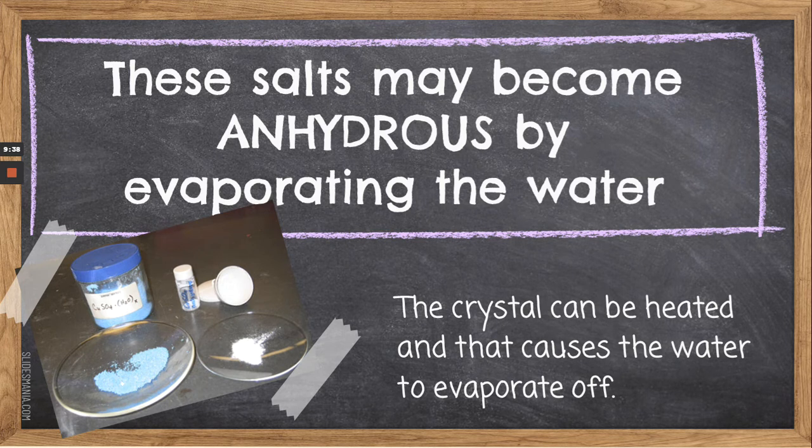So one thing that we can do is get rid of the water from that compound so we know that we have the pure salt. That is done by evaporating the water out of the crystal lattice. And that makes the salt what is called anhydrous. It means that we've gotten the water out of it.